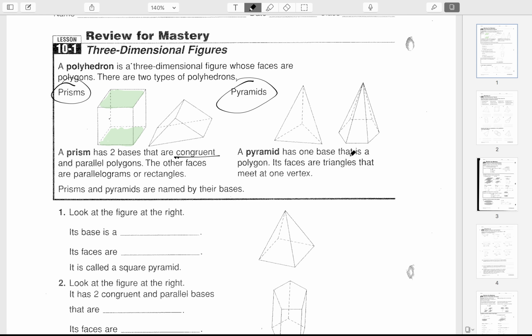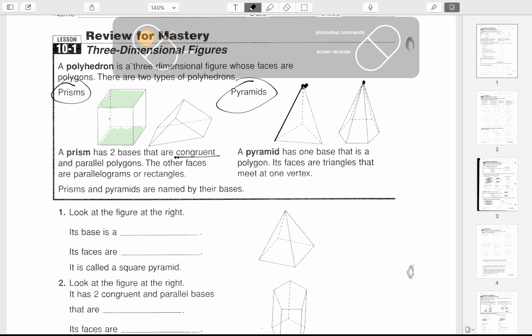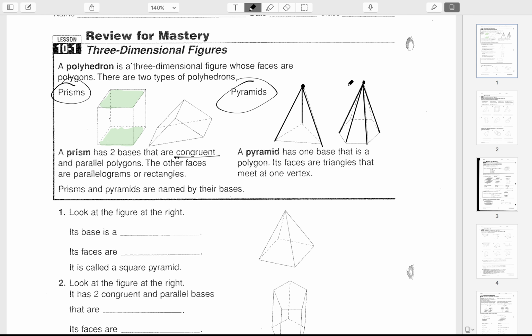A pyramid has one base that is a polygon. Its faces are triangles that meet at one vertex. So here is basically where the vertex is, and all of these lines meet right there. And so this is a pyramid. And pyramids are easy to know what they are, basically because we have all seen pictures of the pyramids in Egypt, right? So we have something to refer to.